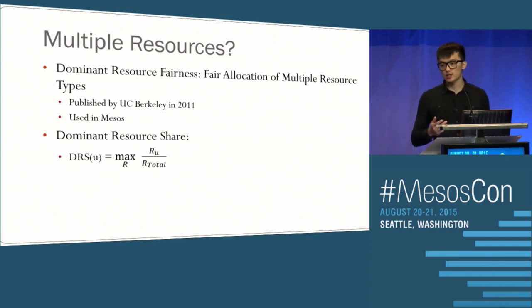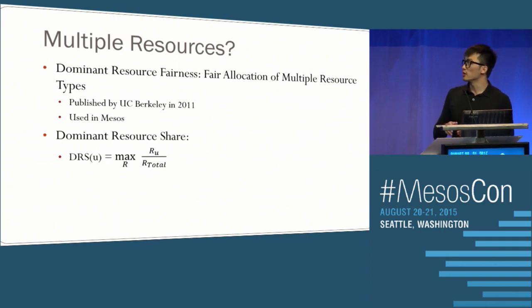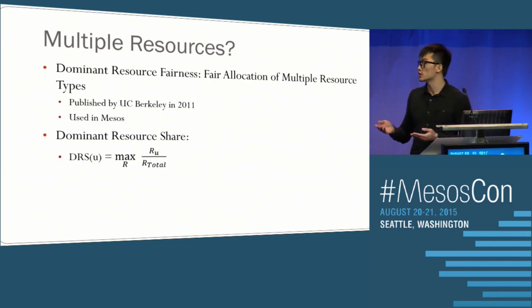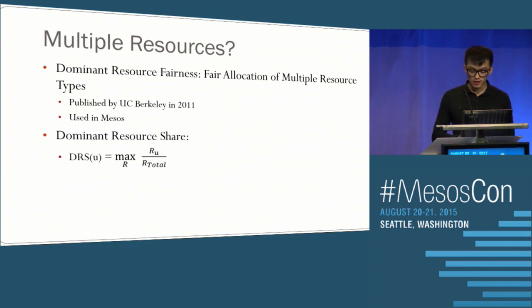An important idea in this paper is called dominant resource share. It's defined on the user, and the dominant resource share of a user is just the max across all its resource shares. And the resource share is trivially the amount of resource you use divided by the total. So this is a simple yet very powerful notion. There are a lot of interesting properties mentioned in this paper, but I won't go into too much detail, but I would strongly suggest reading this paper. It's very cool.